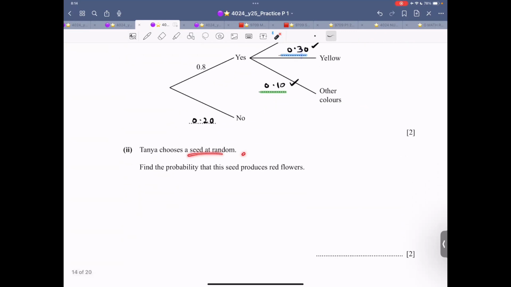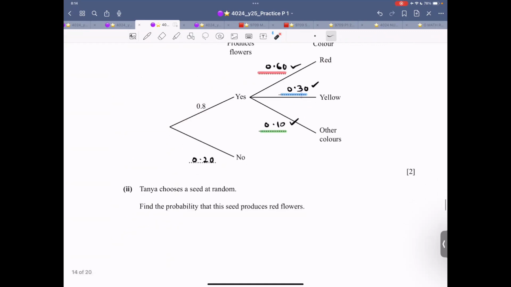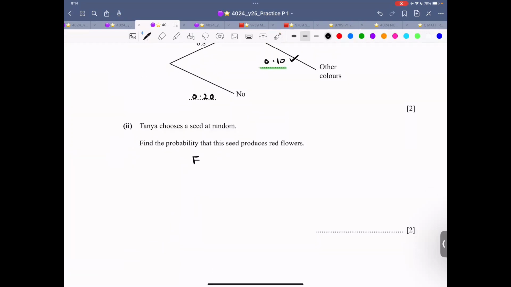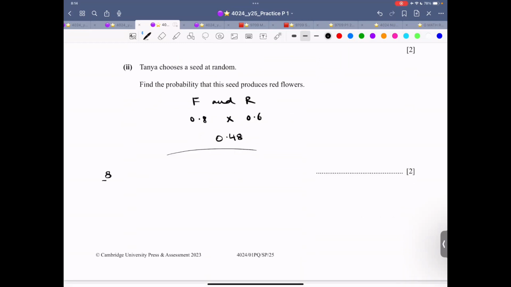Tanya chooses a seed at random. Find the probability the seed produces red flowers. So she chooses a seed which produces flowers, and this comes out to be red. So flower and red, that is 0.8 times 0.6, that is 0.48. If you want to write it as fractions, that's 8 over 10 times 6 over 10, that is 48 over 100, which is also 0.48. This is an alternative if you want to write it this way.